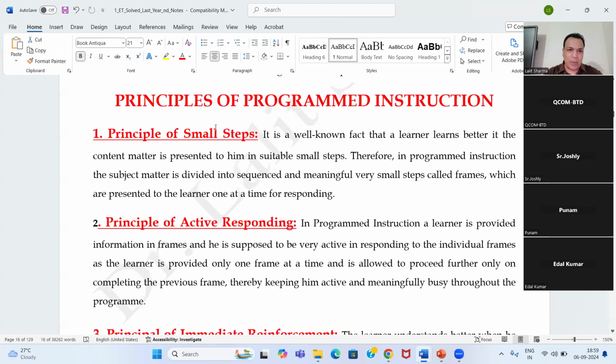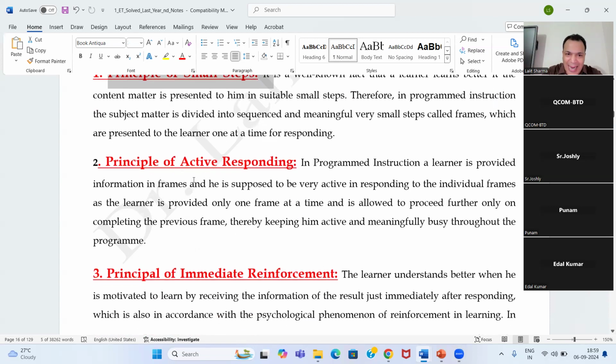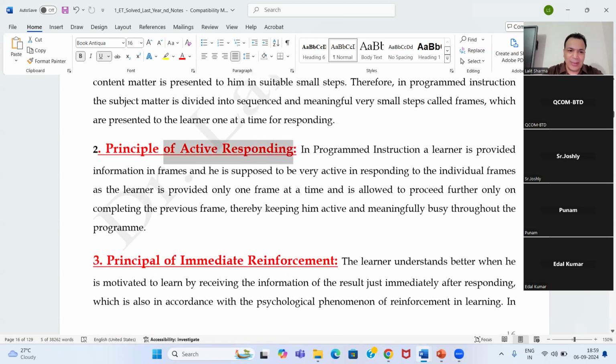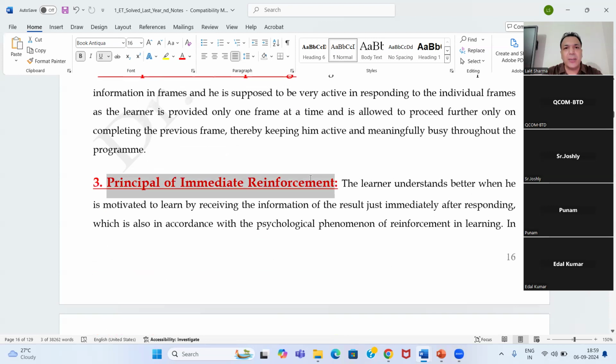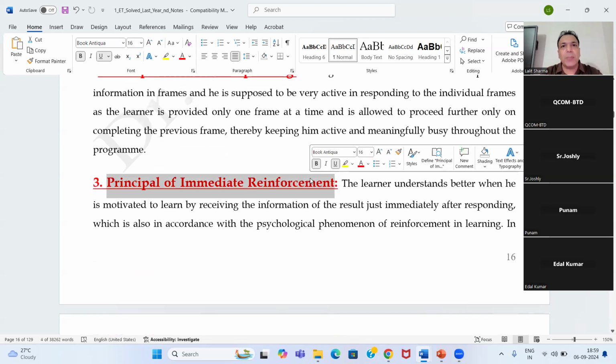So note the principles, the most important ones. What are the principles of programmed instruction? Okay, it is based upon the principle of small steps, right? Teach the students in small steps, from simple to complex, not with a complex situation. Small steps, then active responding, right? Then the principle of immediate reinforcement. Whatever you have taught the student, there should be reinforcement. Otherwise, learning would decrease. There is a need for reinforcement.